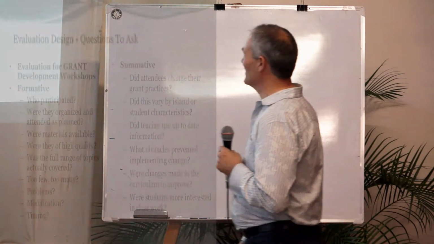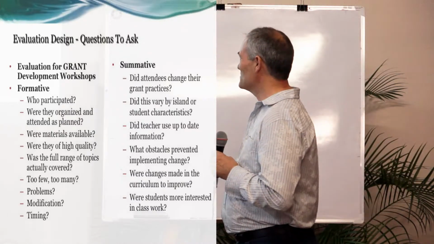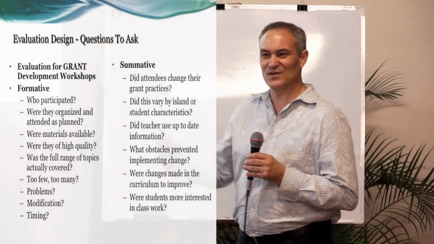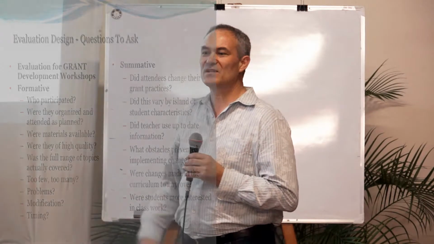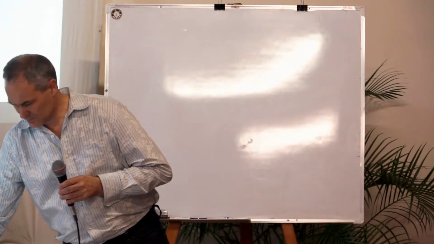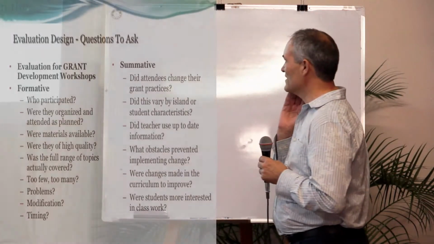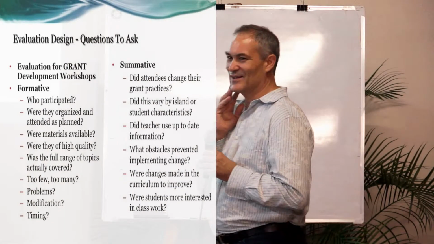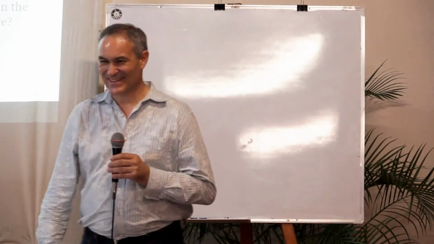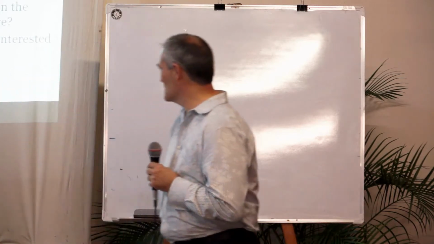Oh yeah, I had a couple more in here. Did the teacher use up-to-date information? What obstacles prevented implementation change? So these may be things that, from a summative standpoint, we get from the formative questions. Our last one I had on there: were there changes made to improve the curriculum? Well, I tried to do that this morning. And were the students interested in more classwork afterwards?